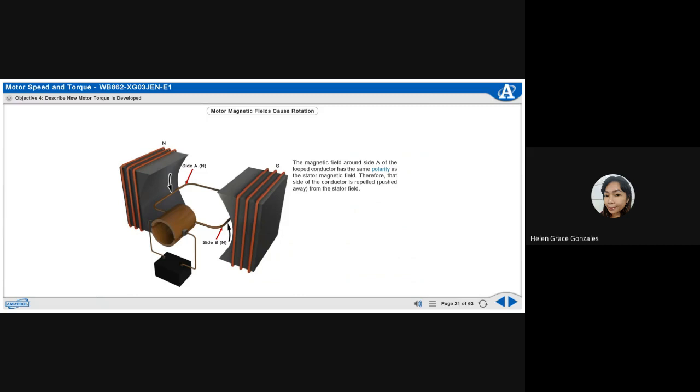The magnetic field around side A of the looped conductor has the same polarity as the stator magnetic field. Therefore, that side of the conductor is repelled from the stator field. The magnetic field around the other side of the looped conductor has a polarity opposite that of the stator field. This causes side B of the conductor to be pulled toward the stator field.